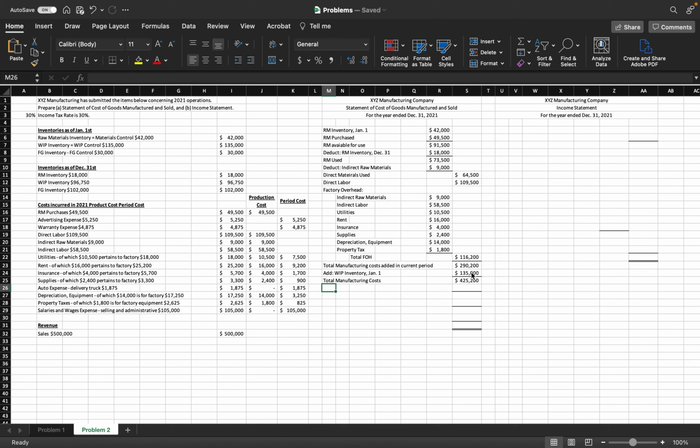Now, as with just about all of these problems, you're going to deduct whatever your inventory at the end was, because that material is still in progress. You haven't sold it or anything like that. So we know that the ending inventory, the work in progress, is 90,000, and then that will tell us the cost of the goods manufactured.